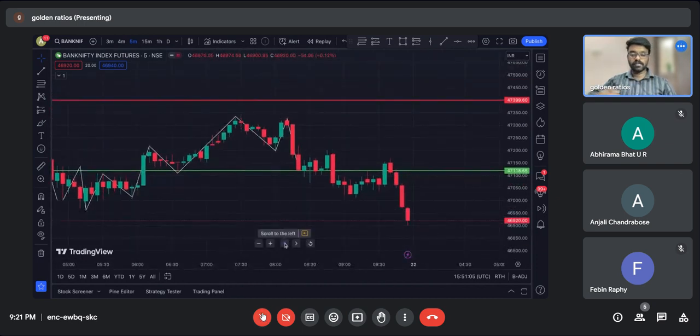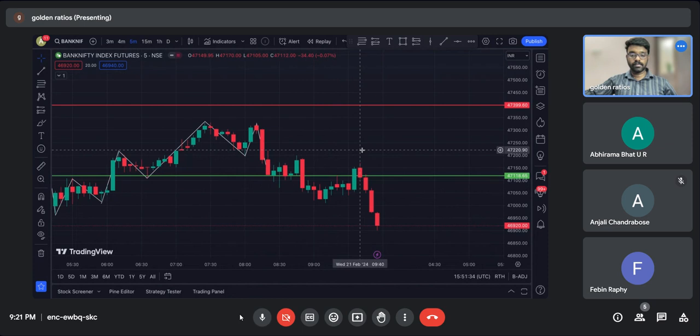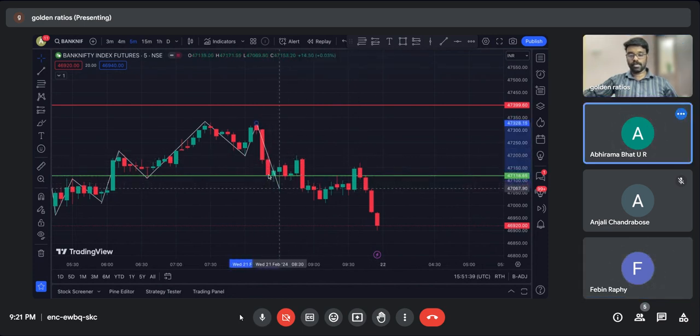Very clear, no? So don't consider it if the line is broken by a wick. We should not consider it, not only in support or resistance, even when a trend line breaks. We won't consider it if the candle has broken that line with a wick. Always a candle should break with its body, meaning a body should be formed beyond the line. Understood, no? Okay.